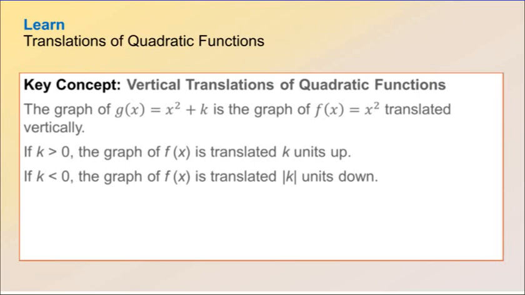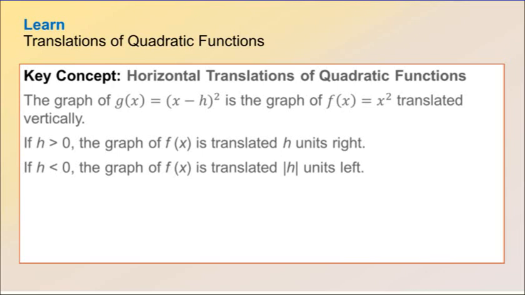The graph of g of x equals x squared plus k is a translation of the graph of f of x equals x squared. This is the parent function of a quadratic. The k tells us that it's a translation vertically. When k is positive, it moves up, so really your vertex is moving up. When k is negative, your vertex goes down.